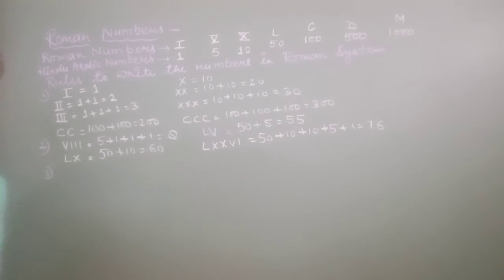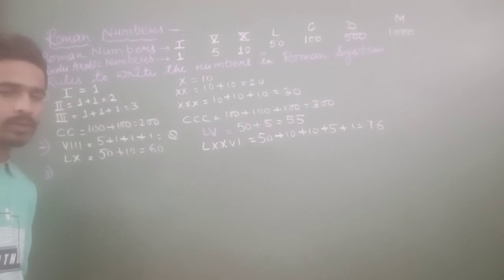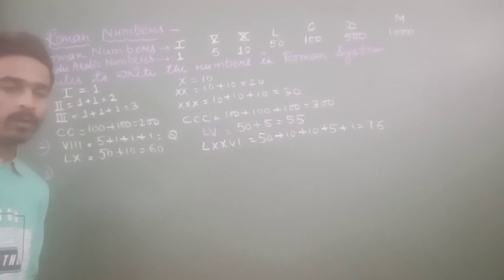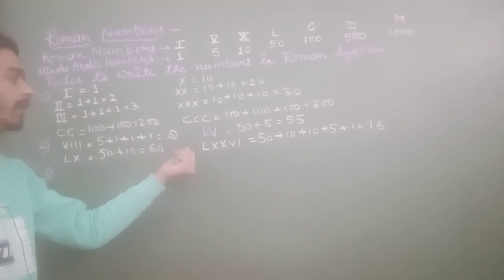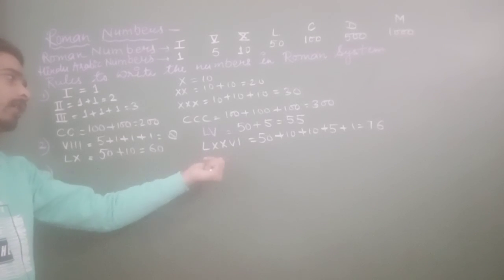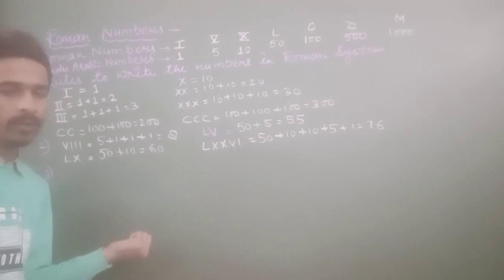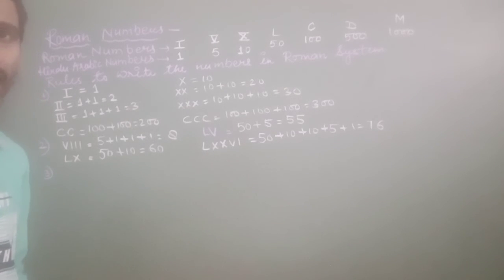Rule number 3 says that a smaller number written to the left of a number of greater value gets subtracted from the number placed after it. Here the smaller number was written to the right, but when a smaller number is written to the left of a greater number, its value gets subtracted from the number placed after it.